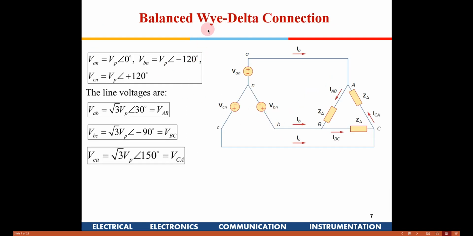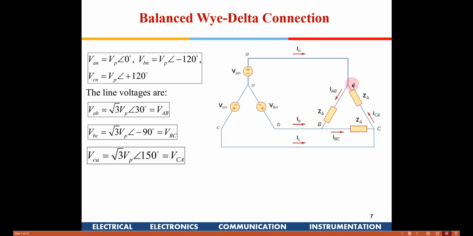Now coming to the balanced Y-delta connection we also learnt about, wherein you had a balanced Y source and a delta load. Now what was the difference we saw there? If you see the voltage across each of these loads, it is not the phase voltage. In the previous case, the voltage across each of these was VAN, VBN and VCN, right? Now the voltage across this is not the phase voltage.